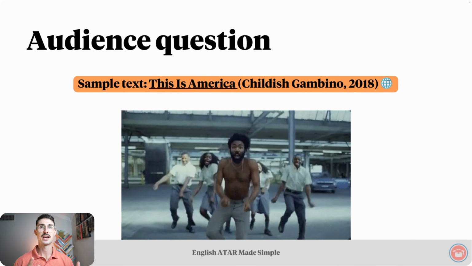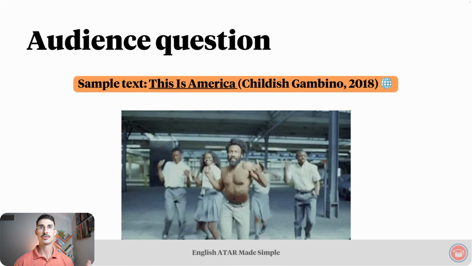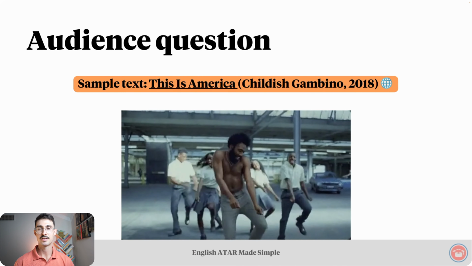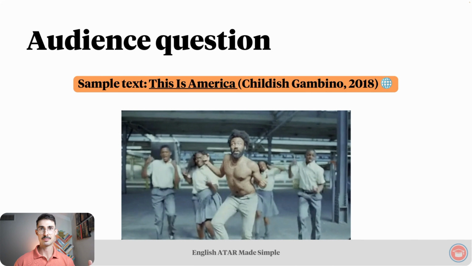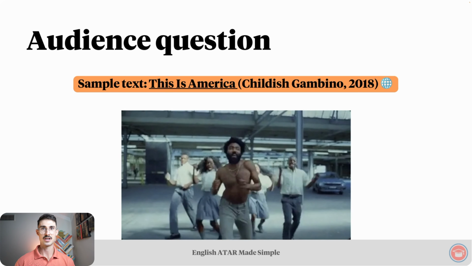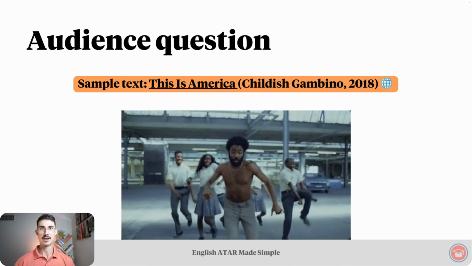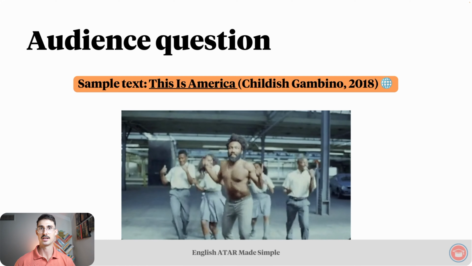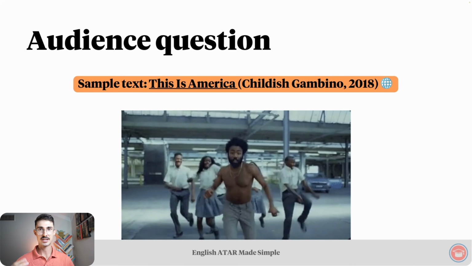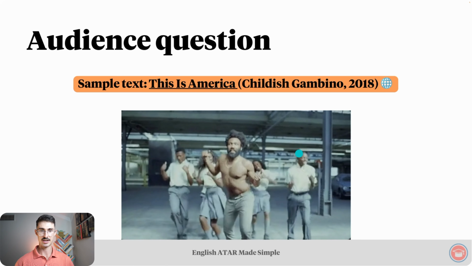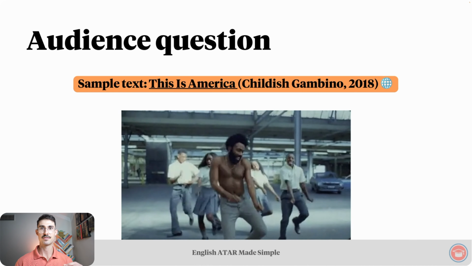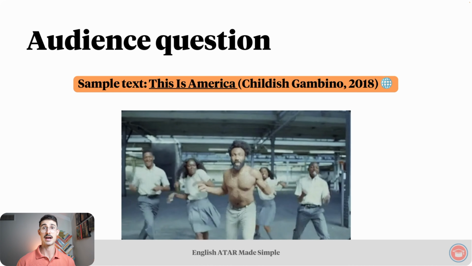A quick explanation of the video. It contains numerous metaphors about race and gun violence in America. For example, at the start of the music video, Gambino says, "This is America," while shooting a man in the head. Also, Gambino is dancing with school children in the foreground amid various violent acts taking place in the background.